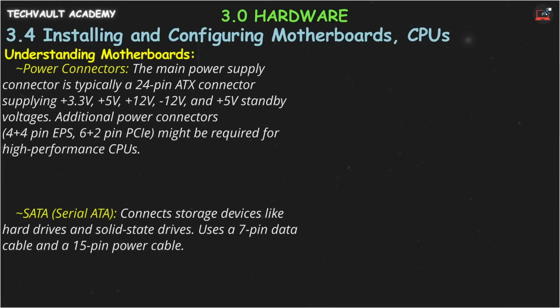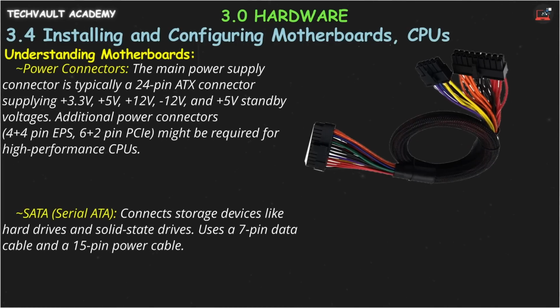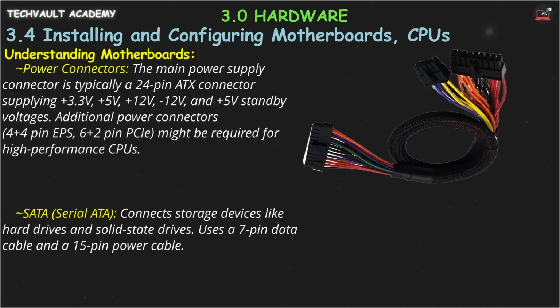Power connectors. The main power supply connector is typically a 24-pin ATX connector supplying positive 3.3 volts, positive 5 volts, positive 12 volts, negative 12 volts, and positive 5 volts standby voltages. Additional power connectors, 4+4 pin EPS and 6+2 pin PCIe, might be required for high-performance CPUs.